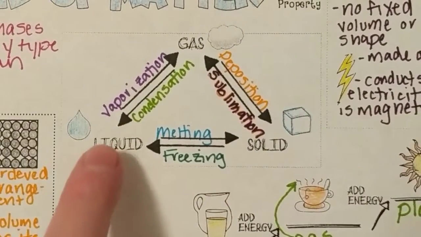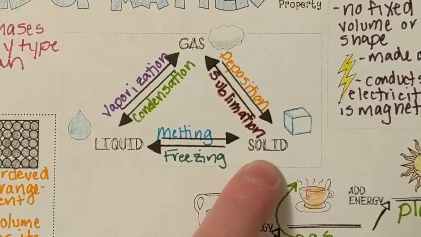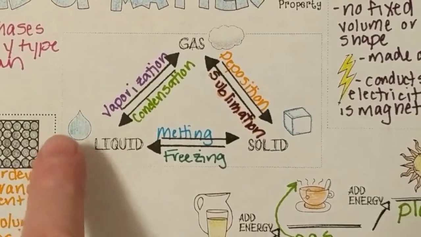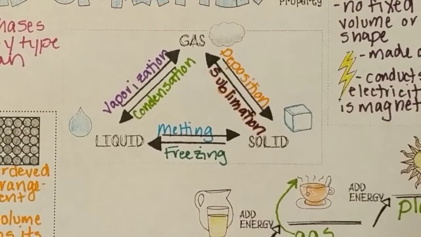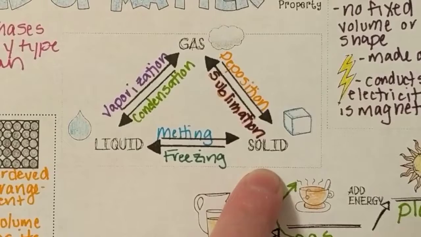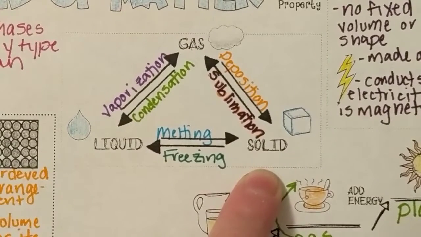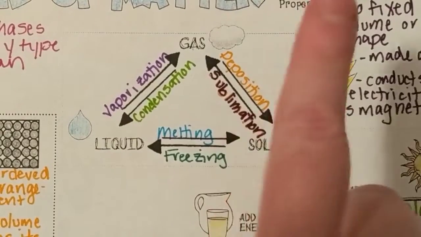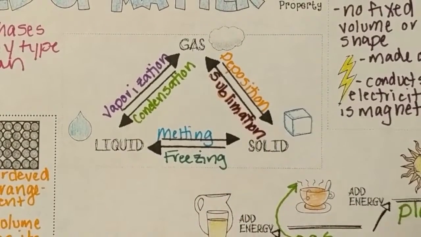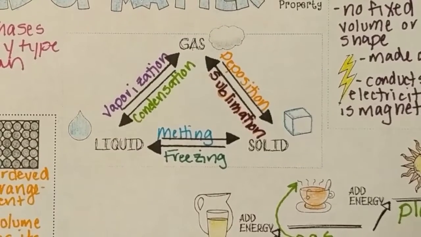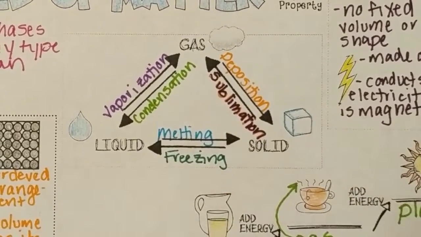Now, when you move from a liquid to a solid, so when we go from a liquid to a solid, that's freezing. So a liquid to a solid is freezing. That's if you put water in the freezer, it becomes an ice cube. That is freezing. When we go from a solid to a liquid, that is called melting. Now, these are two terms you're probably not as familiar with.